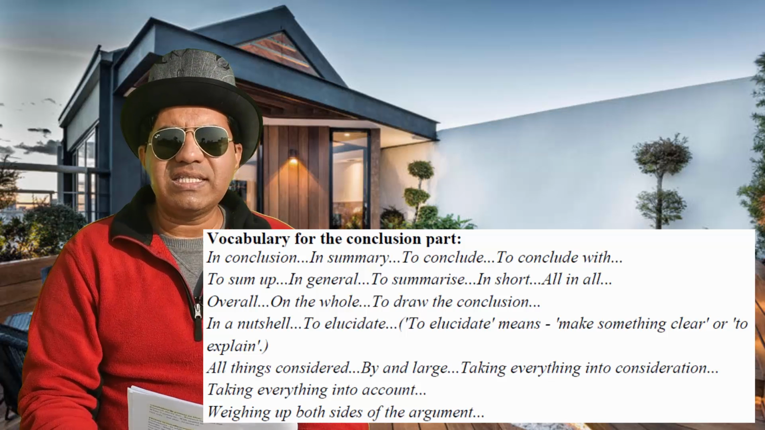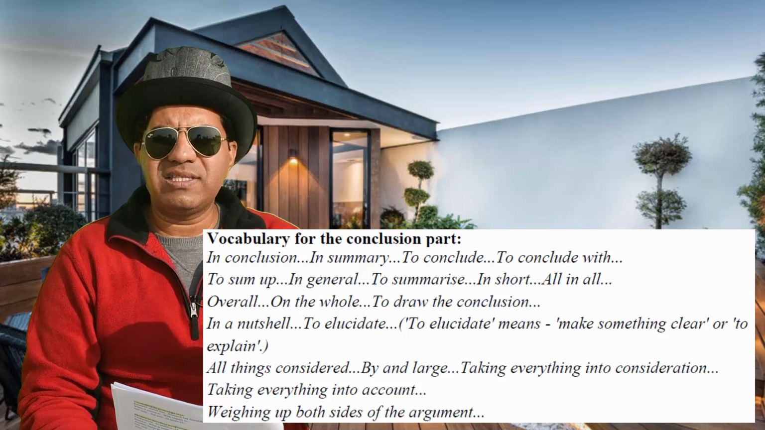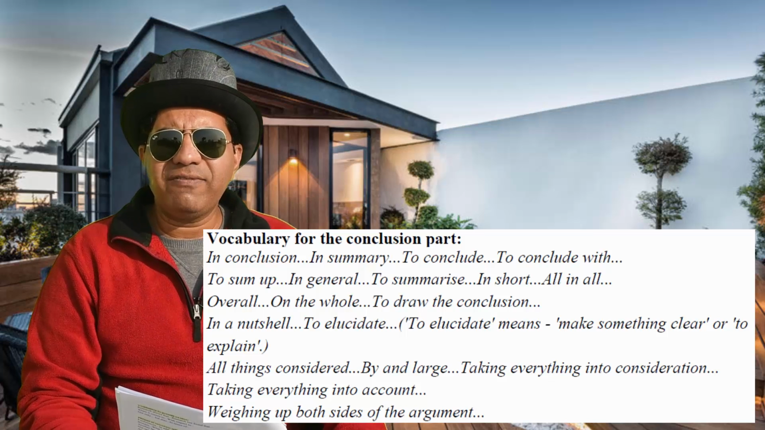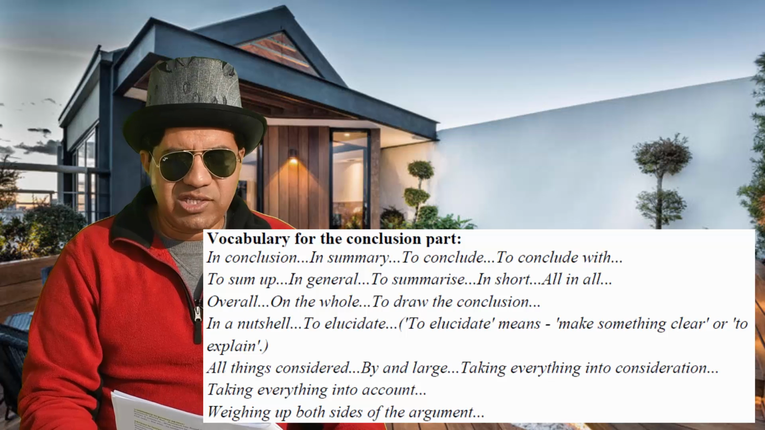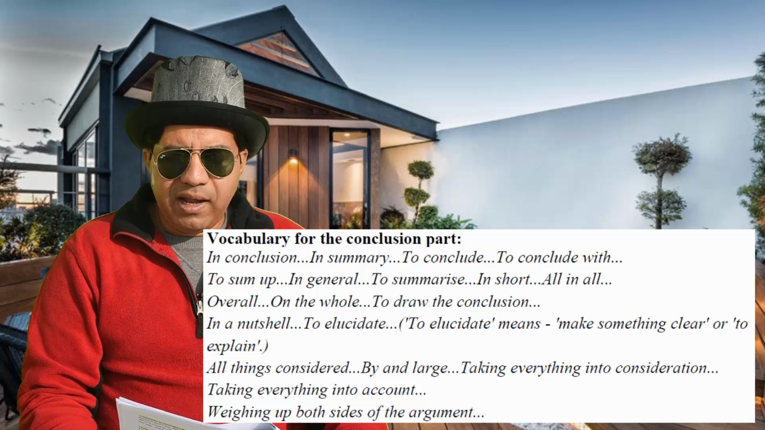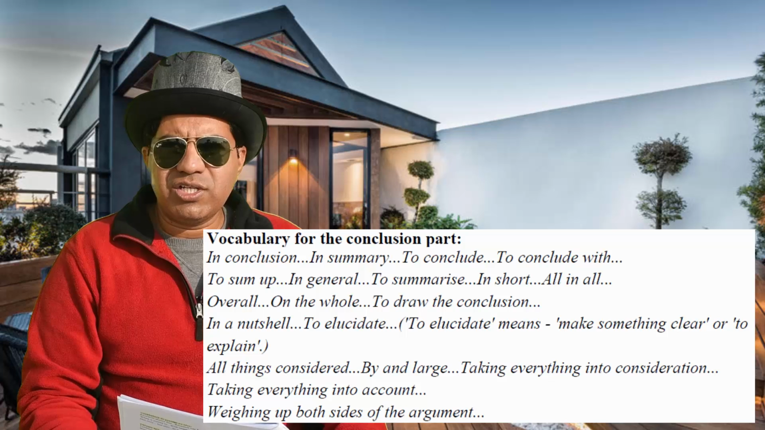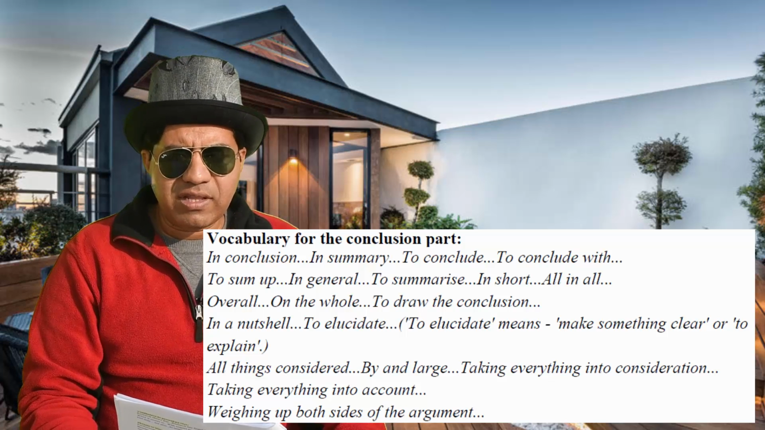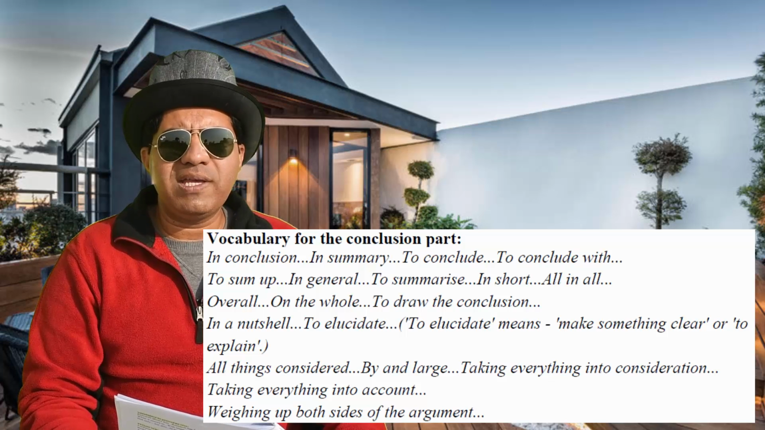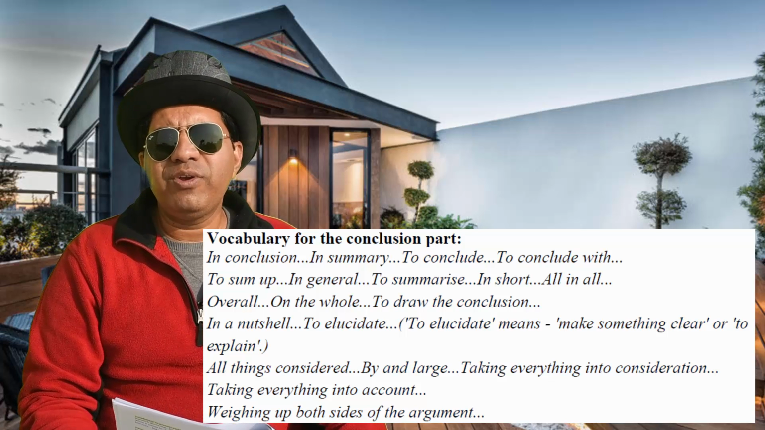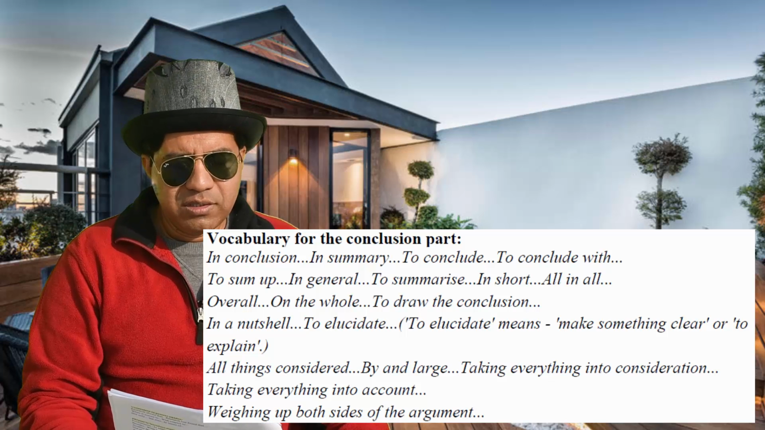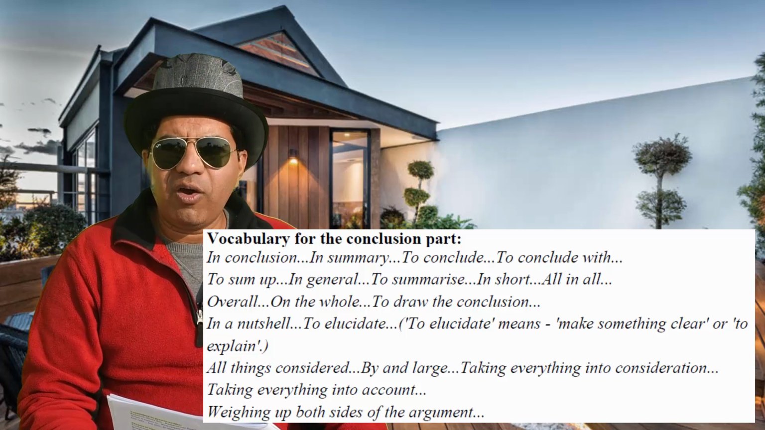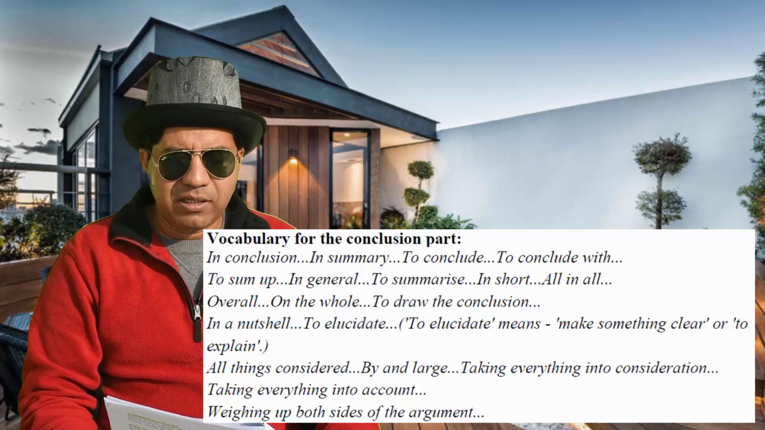All things considered, comma, all things considered, starting life in a new country is quite challenging. By and large, taking everything into consideration, starting a new life in a foreign country is quite difficult. Taking everything into account, overcoming obesity is only possible if we refuse to eat fast food. Weighing up both sides of the argument, and then you can draw some conclusion, right? This is how you can use. There is a little table. Let's just go through that.